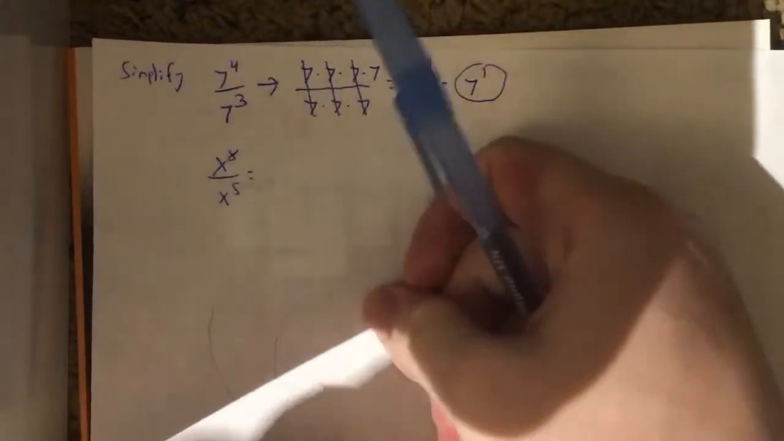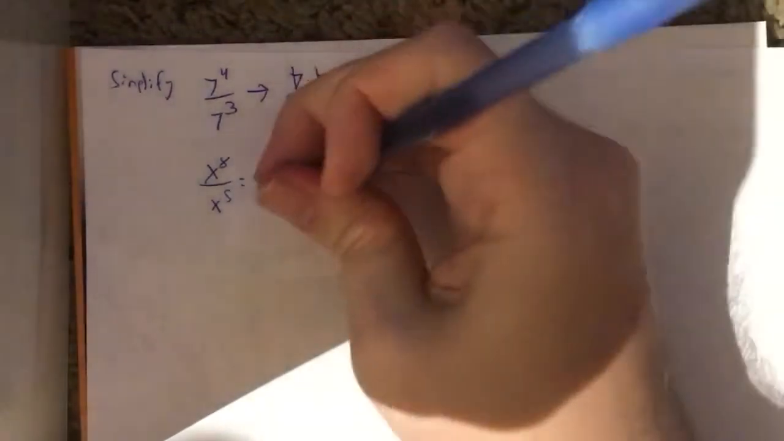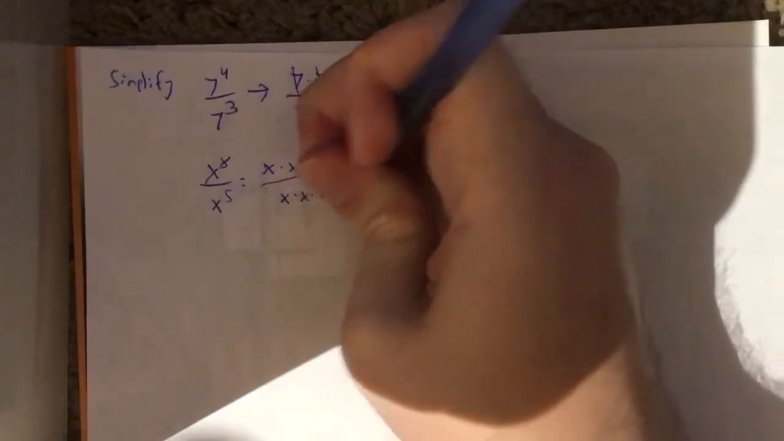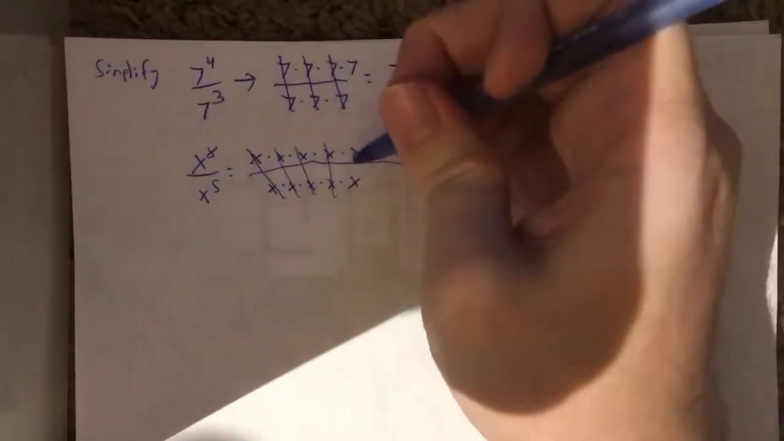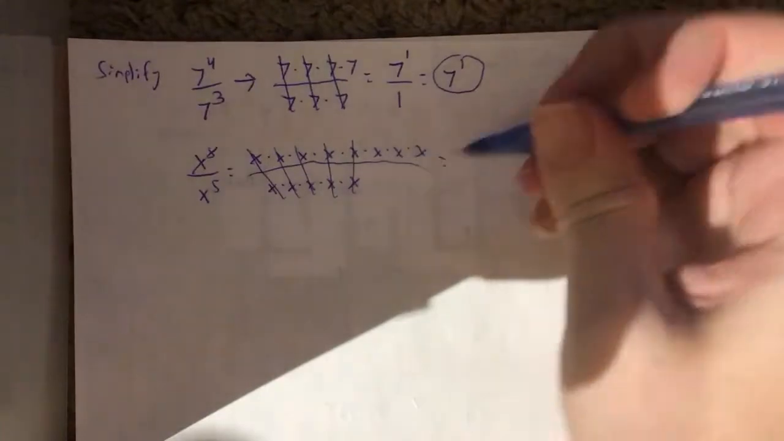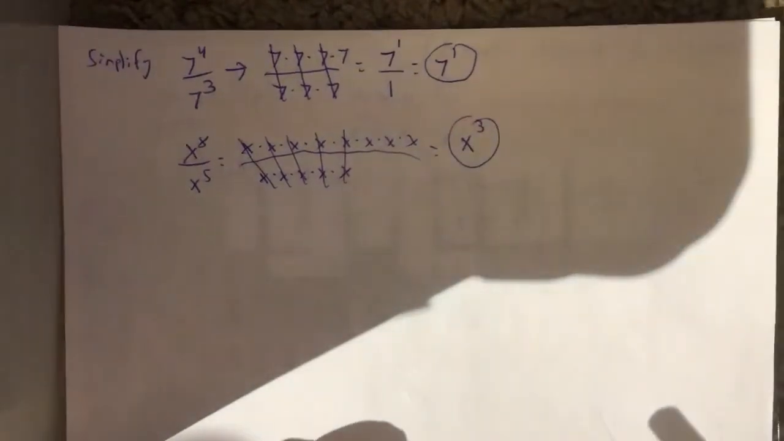Let's do x to the 8th over x to the 5th. And if you look, 8 minus 5 is 3, but we'll show that with the expanded form. x times x times x times x times x times x times x times x. 8 x's on the top, 5 on the bottom. 1, 2, 3, 4, 5. These cancel, those cancel, those cancel, those cancel, those cancel. I'm left with 3 on the top, which is really just x to the 3rd. And I'm done.